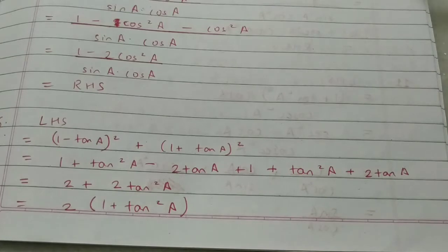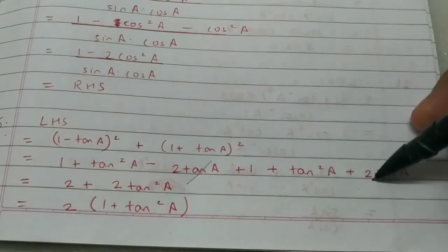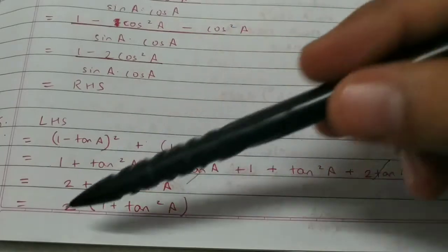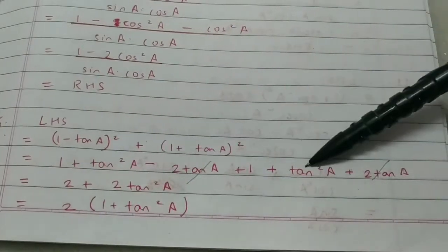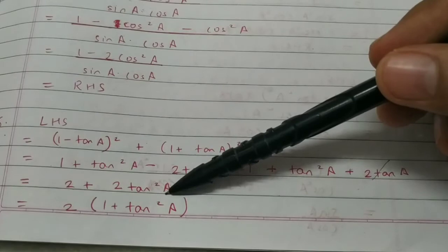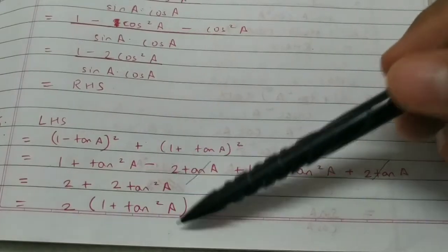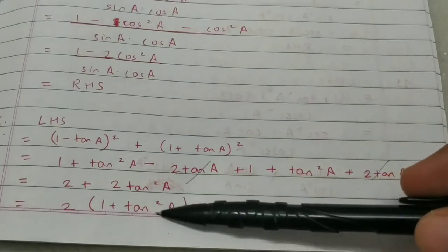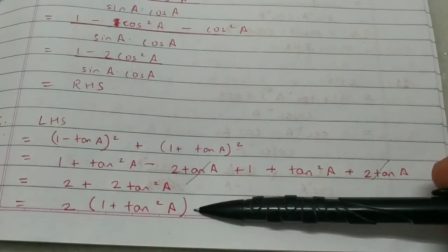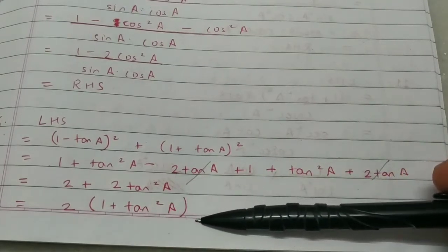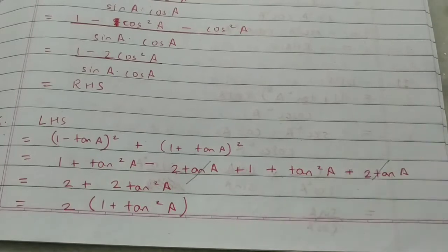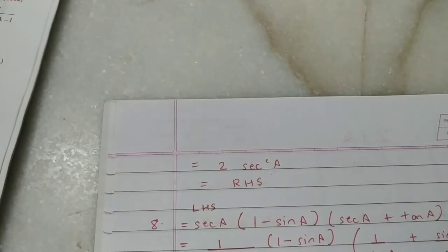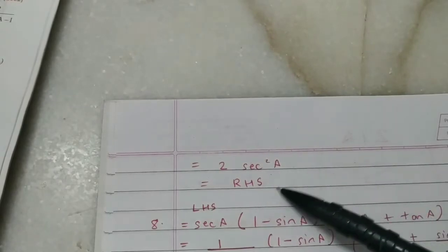Now 2 tan A and 2 tan A got cancelled because of the opposite signs. 1 plus 1 is 2 and tan square A plus tan square A is 2 tan square A. Remove 2 common, so you get this. Now think, is 1 plus tan square A equal to something according to the identity formula? Don't look at the formulae. You should have learnt them by now. Well, it is equal to sec square A, so that's how you get the RHS.